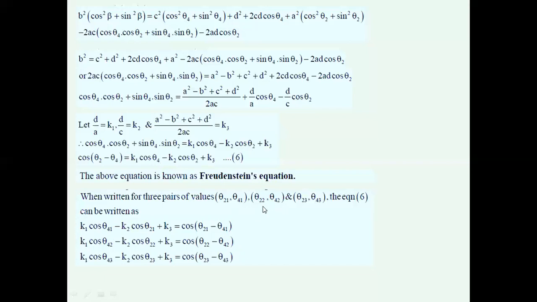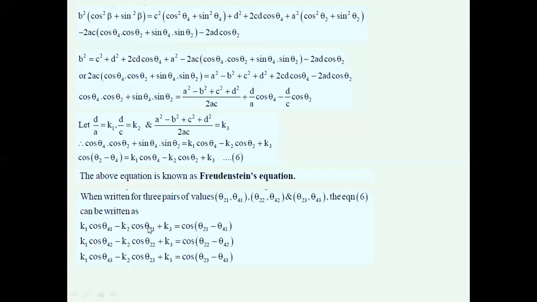Similarly, when you take the second position, 22 and 42, so cos of theta 22 minus theta 42, you will get the corresponding replacement over here. Theta 4 is replaced by 42, theta 2 is replaced by 22. Similarly, for the third position, theta 23 and theta 43, so here it becomes 43 and 23. So this equation is rewritten for 3 pairs of values.